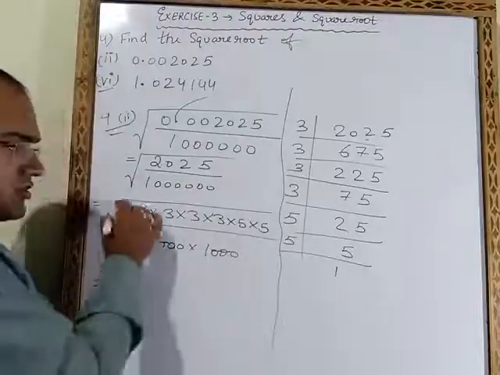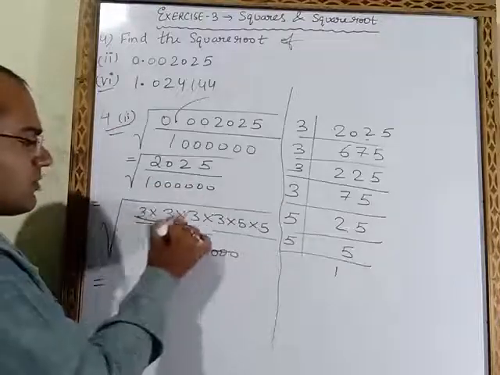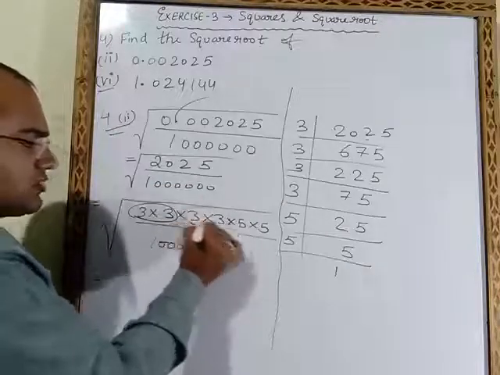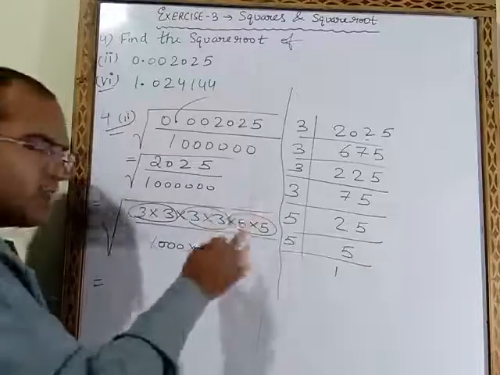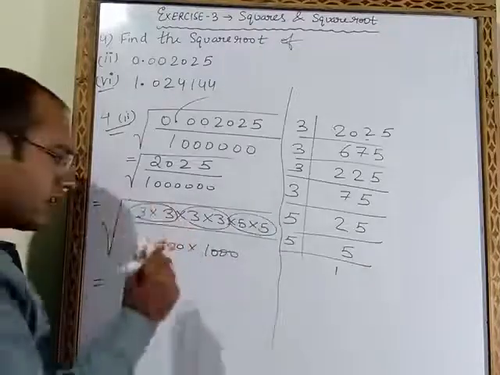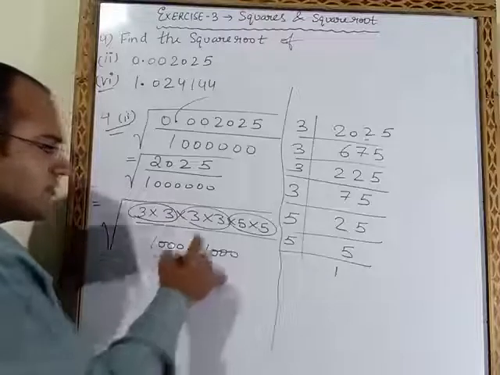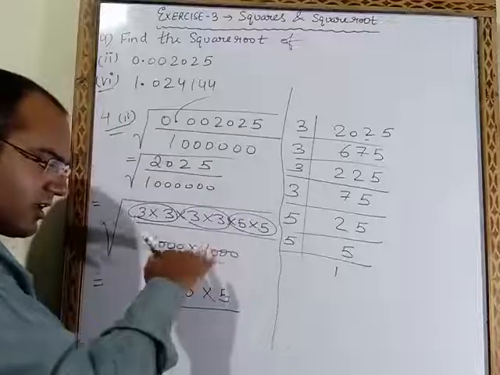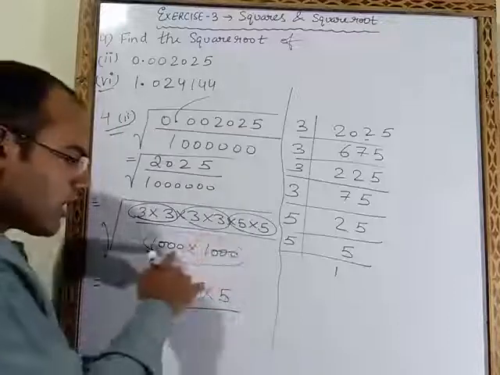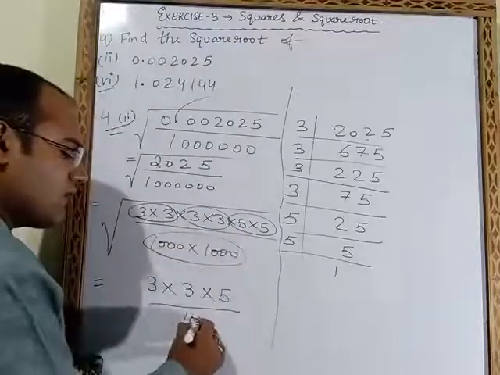Now the square root sign is there. We will take two numbers together. These two together, these two together, and these two together. When we remove the square root sign, we have to write them a single time. This one we have to write a single time. This one also we have to write a single time, and this one we have to write a single time. In the denominator also, 2 thousands are coming. We have to write one only.